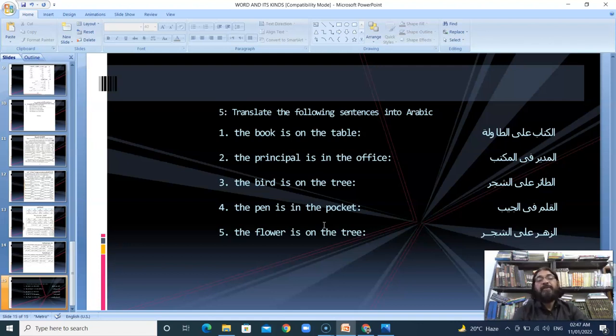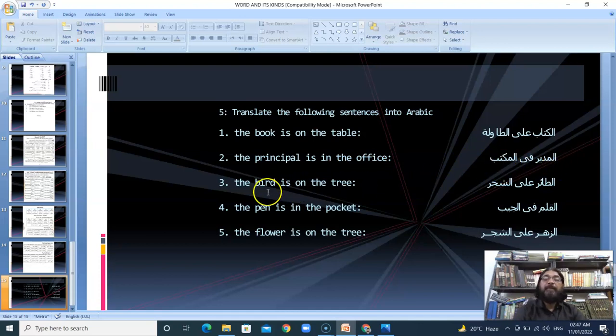There will be no choice. English sentences will be given. You have to translate into Arabic. Like here, the book is on the table. Al-kitabu ala tawilati. Tawila, table. The principal is in the office. Al-mudiru fil maktabi. Maktab, office.